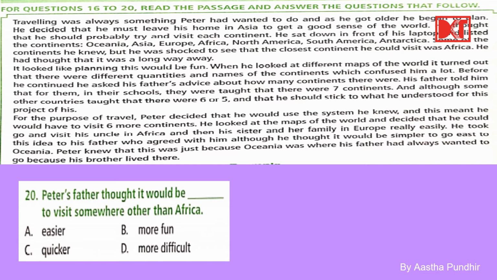Let's see. Now he took this idea to his father, who agreed with him, although he thought it would be simpler to go east to Oceania. So what did he think about? He thought it would be easier to visit somewhere other than Africa. The correct answer is A. Easier.